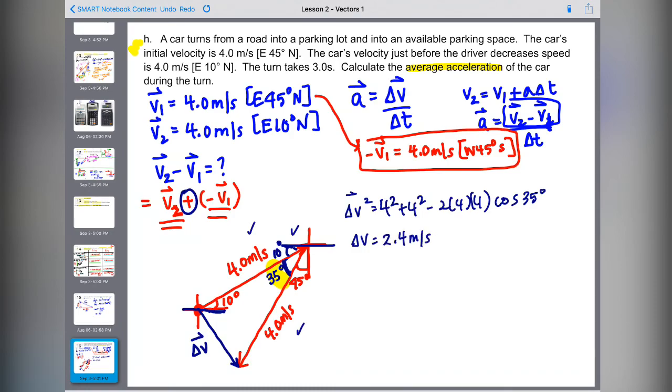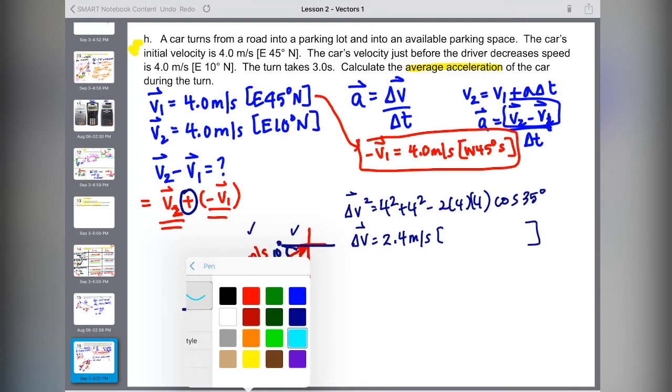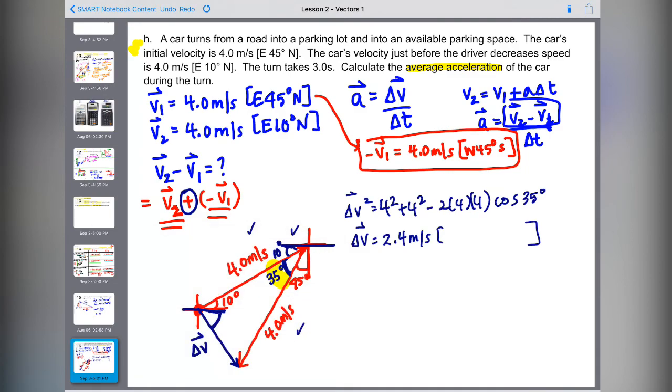2.4 meters per second. Okay, and I need the direction. So what direction do I need to find? Starting point to ending point, right? So I need to find this blue vector. I need to know what direction it is going. I need this angle. How do I find this angle? I couldn't just right away find it. I actually need to use the angle inside the triangle. I actually would need to find out what this total angle is first.